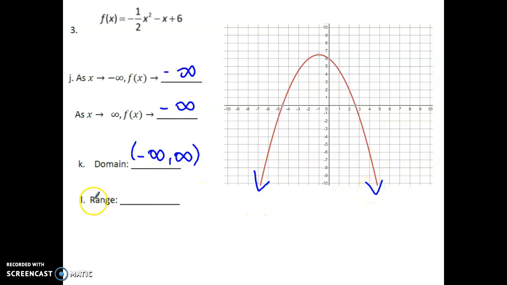How about range? Range is the only time we're going to talk about y values. Everything else is based on x values. So for range, for your y values, the lowest that this one goes is negative infinity. Again, those arrows telling me it goes on and on forever down. And it's going to go up through this point right here. This y value from the vertex was 6.5, and that is going to be included. Our graph does actually reach the y value of 6.5.